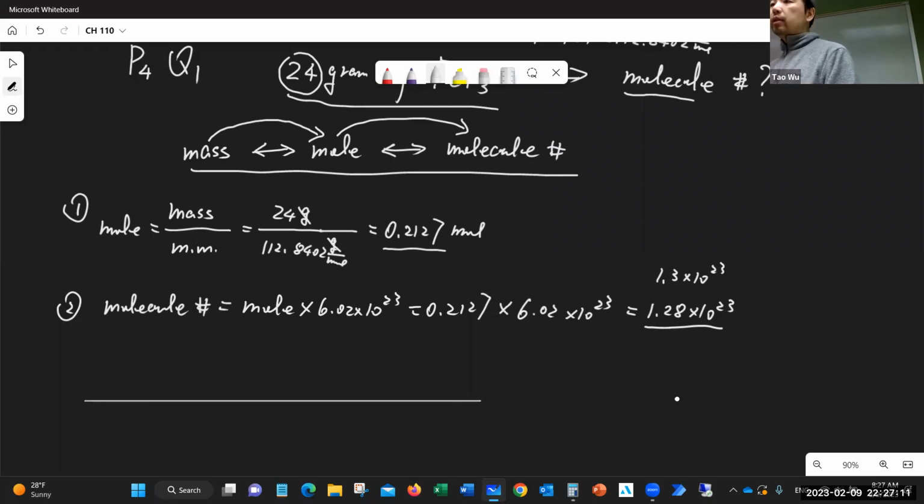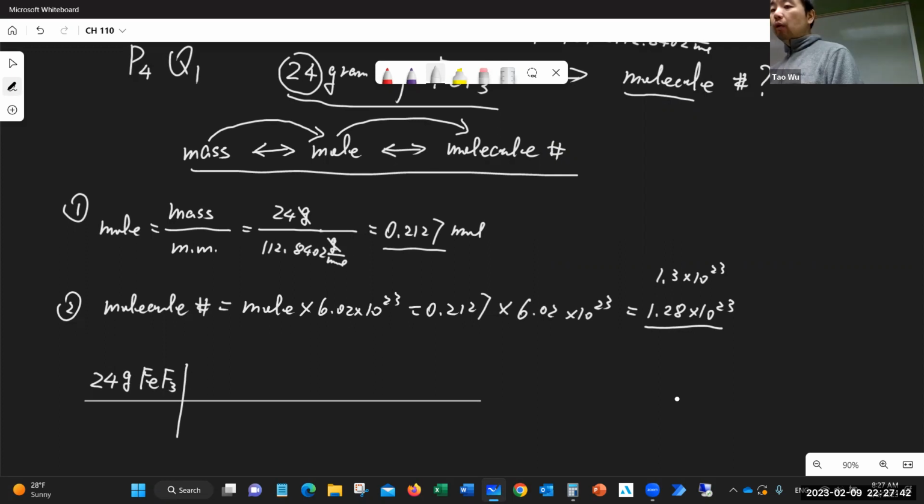So first, let's see what we have. We have 24 grams, okay? So generally, we just combine those two steps together. We didn't do anything else. So first, we have 24 grams of the ions and the molecules. And then first, what we do, we just multiply by two conversions. So first, we convert the mass to the moles.